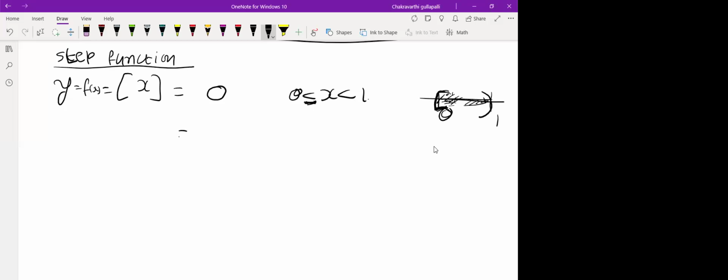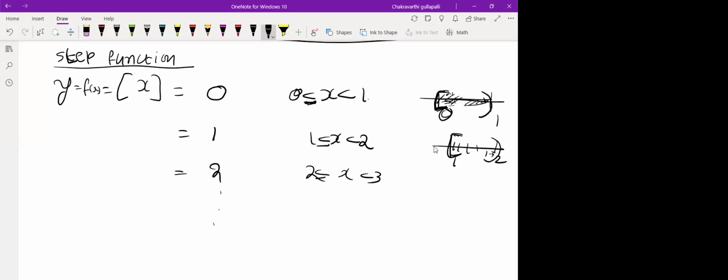Next, in the interval between 1 and 2, what is the greatest one? 1 is the only integer, and the remaining are 1.1, 1.2 like this. 1 is included, 2 is excluded, so we have 1.1, 1.2, 1.3 and so on up to 1.9 bar. If 2 were included, then 2 would have become the greatest. But 2 is excluded, so the greatest one is 1. Like this, when you break up the intervals, you will get this.